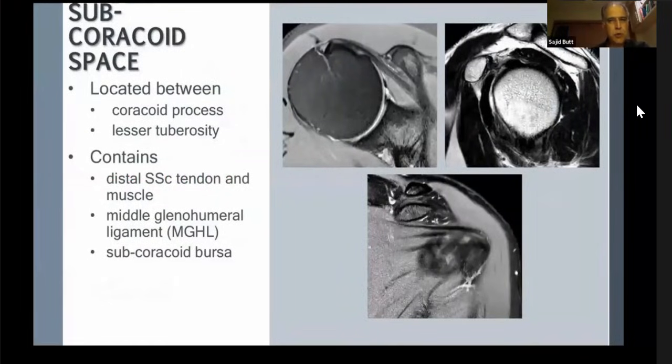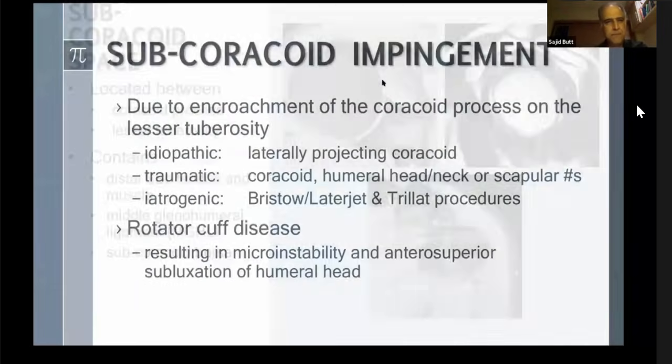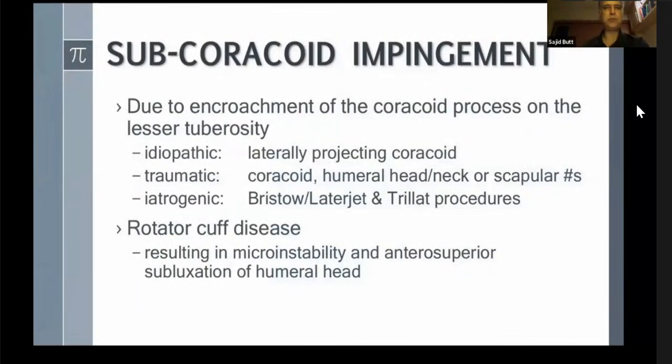Moving on to the subcoracoid space. So the coracoid process is present anteriorly, and the subscapularis is present deep to it. Between the two, we've got the subscapularis recess, which has the subscapularis bursa. Deep to the subscapularis, we've got the middle glenohumeral ligament, also present in the joint on this side. Patients with subcoracoid impingement would present with pain on the front of the shoulder, mainly with external and internal rotation of the arm. They usually have associated rotator cuff disease, which can make the humeral head suffer from microinstability.